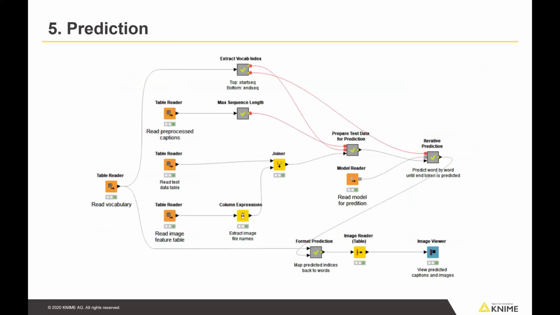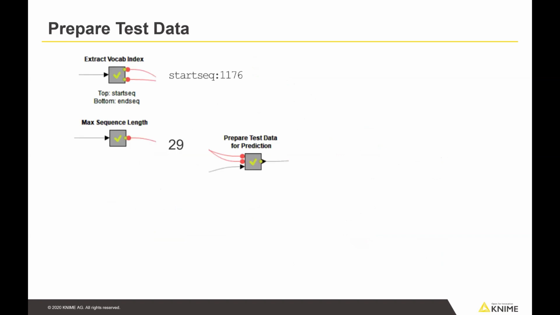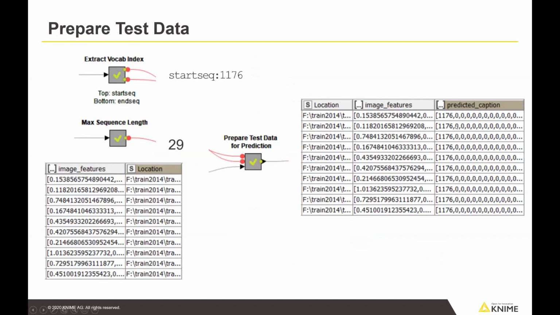Now, in the last workflow, we can actually do the prediction. Here again, on the left, we read in all the stuff which we previously created. Then we calculate some metadata. We need the index of our start token and our end token and the maximum sequence length. Then we need to prepare our test data for prediction, which looks like this. This takes as input the index of the start token, the maximum sequence length and our image features, and all it does is append a constant column. So basically, this is the first partial caption which we need to kick off the prediction.